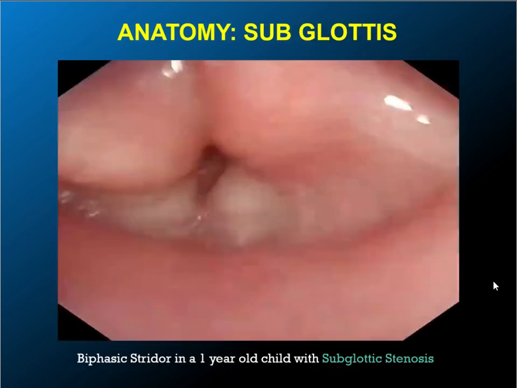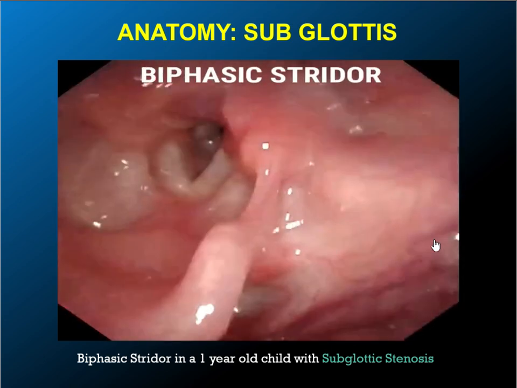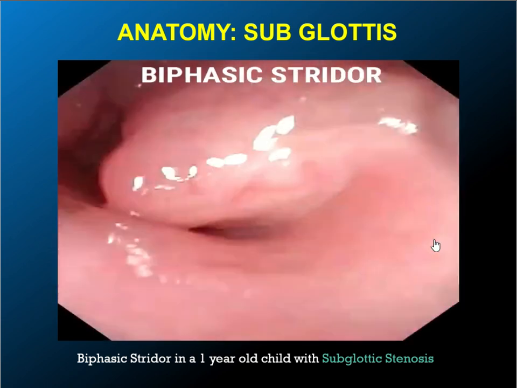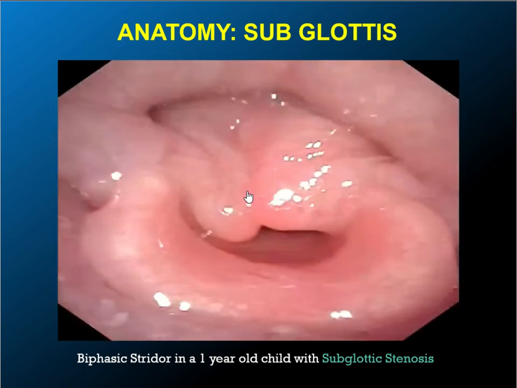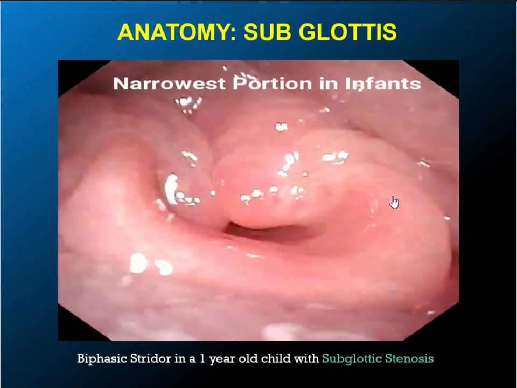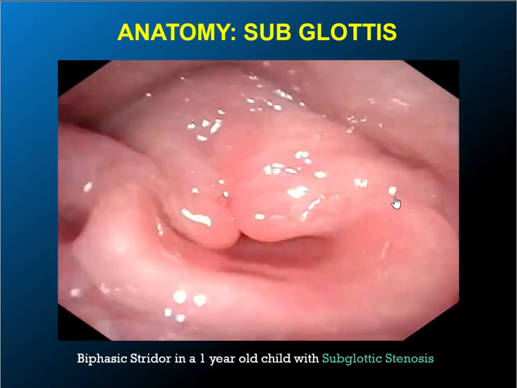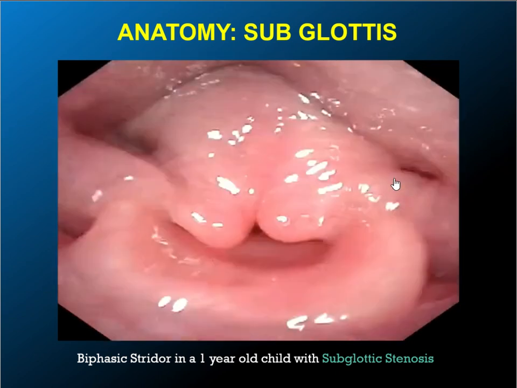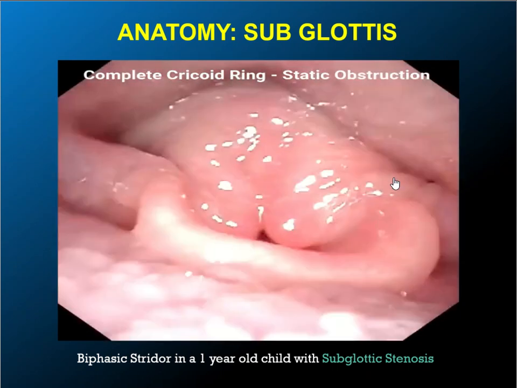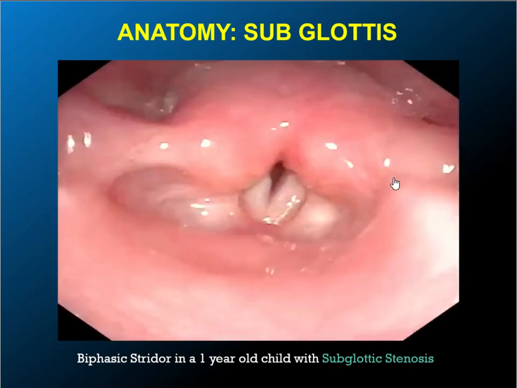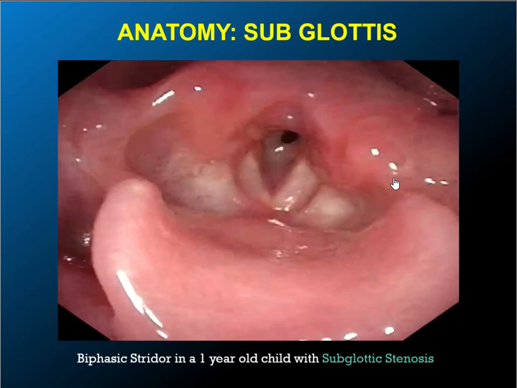It consists of multiple soft moving parts which are collapsing into the glottis on inspiration. Anatomy of subglottis. This is a 1-year-old child with subglottic stenosis. Please appreciate the biphasic stridor. Here we can see the subglottic stenosis, with the subglottis being the narrowest portion. There is a complete cricoid ring present in the subglottis which leads to static obstruction, and the sensitive respiratory mucosa makes it uniquely prone to complications of inflammation and trauma.